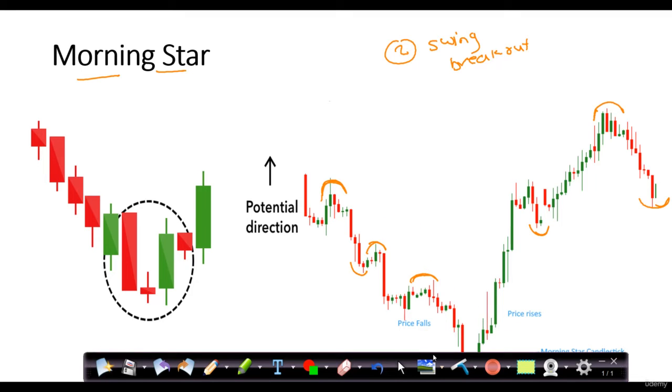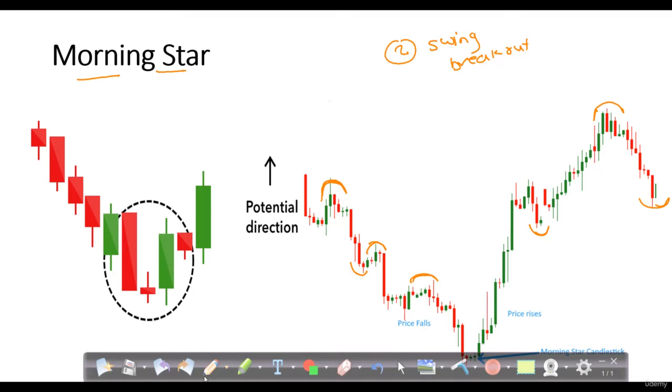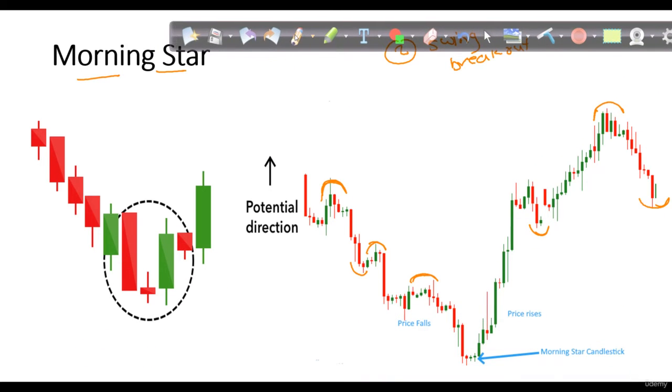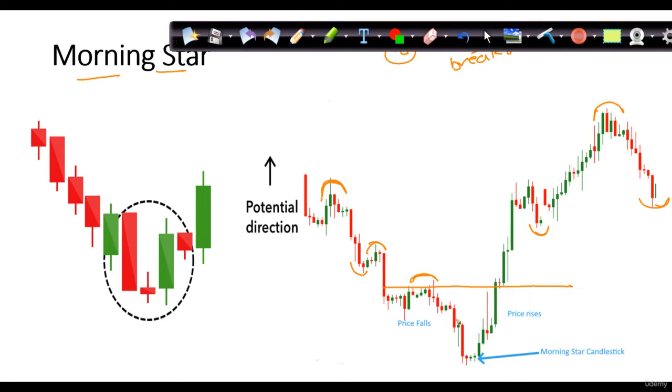Now how to trade with this one? Let me show you in detail. Just a minute. How do you trade this one? What we need to do is mark the swing high, the last swing, whatever swing we have seen, and the low of the market. Obviously your stop loss will be here, and your entry point is here.